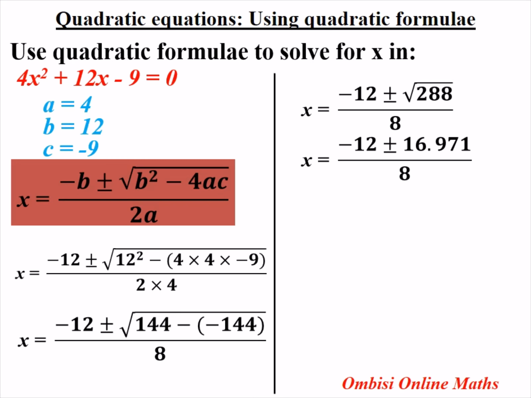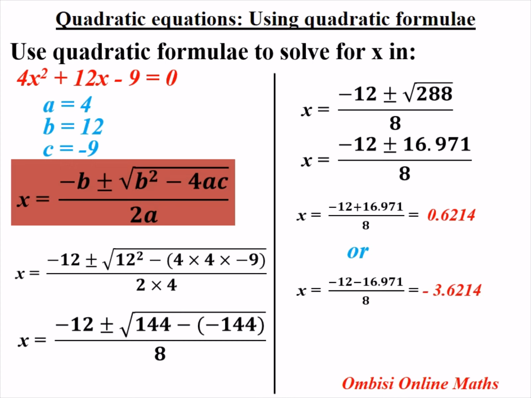Now given this, it means that this equation has two roots. So there are two values of x. The first value is when the square root is positive. The second value is when the square root is negative. When the square root is positive, the value of x is 0.6214. And when the square root is negative, the value of x is negative 3.6214. So you can see the quadratic formula can be used to solve a lot of quadratic equations.